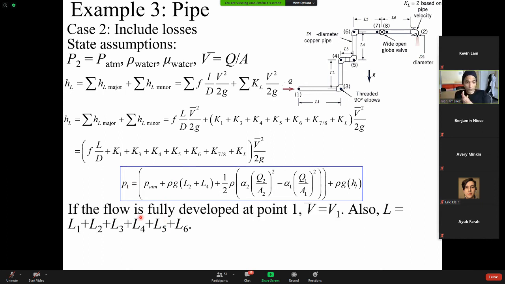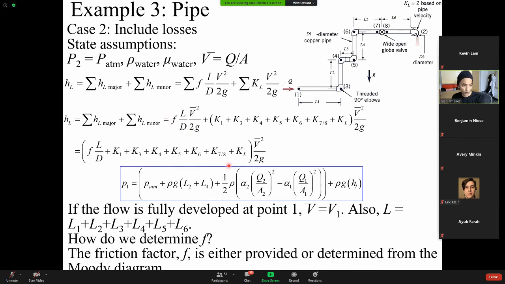So if the flow is fully developed at point 1, we know that your average velocity, this mean velocity, is going to be the same as V1. And then we know that the L is going to be this summation right here. But then the next question will be, how do we determine our friction factor, right? Because that's the one variable right here that we don't know. So how do we determine that? We go to the Moody diagram or the Colebrook.